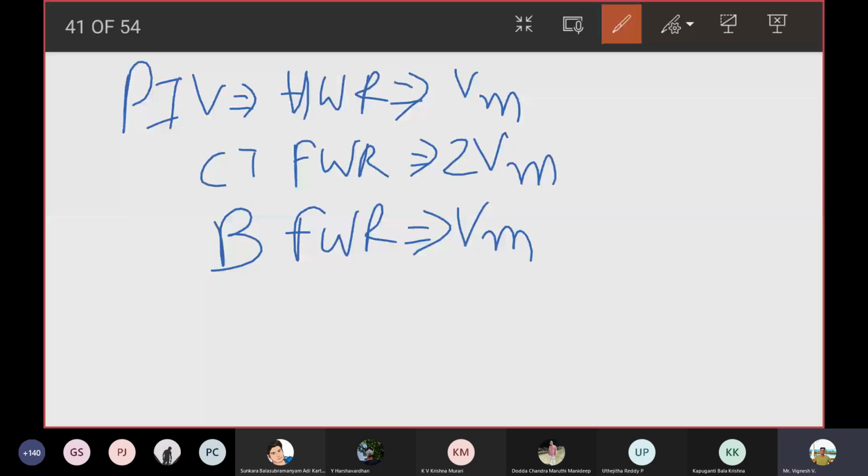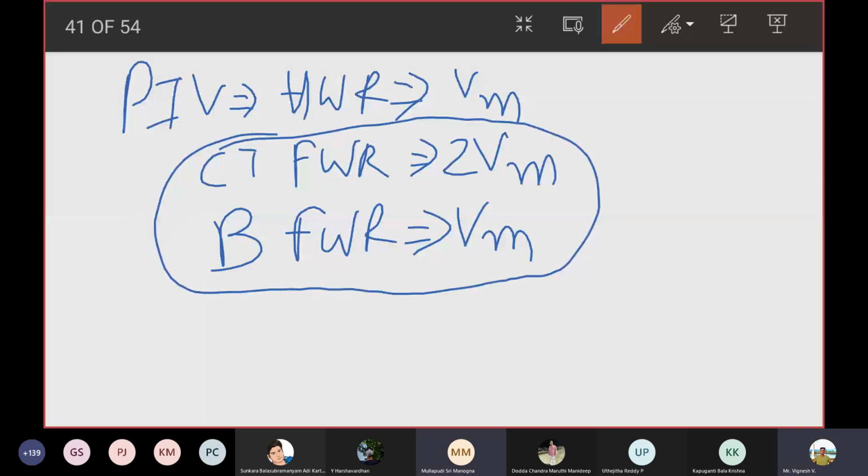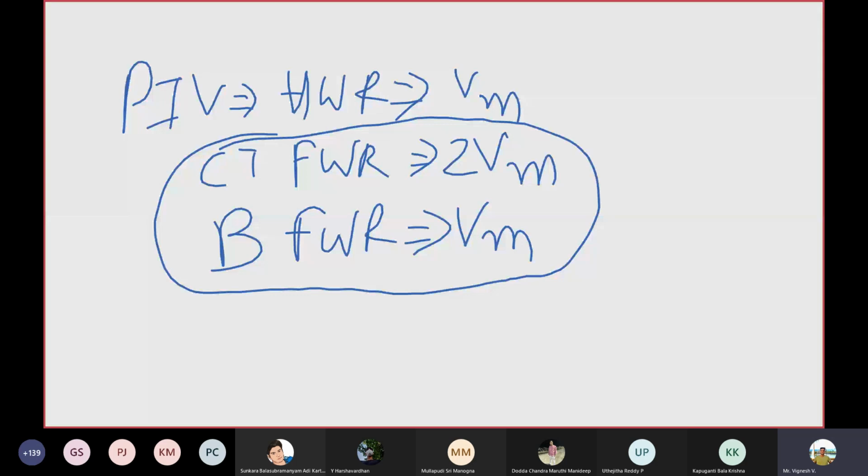I already told the answer. You will be choosing bridge rectifier, but why? Can you reason out why would you choose bridge rectifier? Because PIV, what is the advantage of having PIV less? So maybe because of breakdown region, is it a thing? Of course, it has to do with the breakdown point. Your diode should not break down pretty quickly, right?